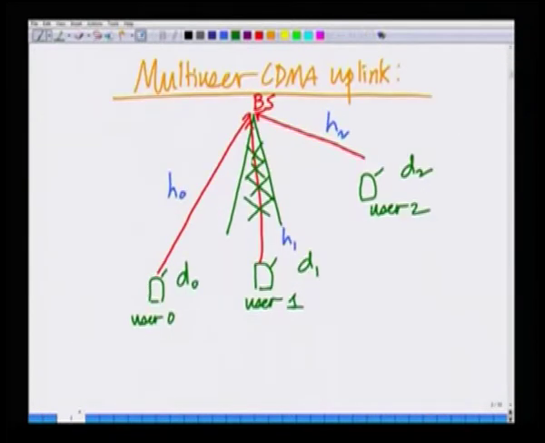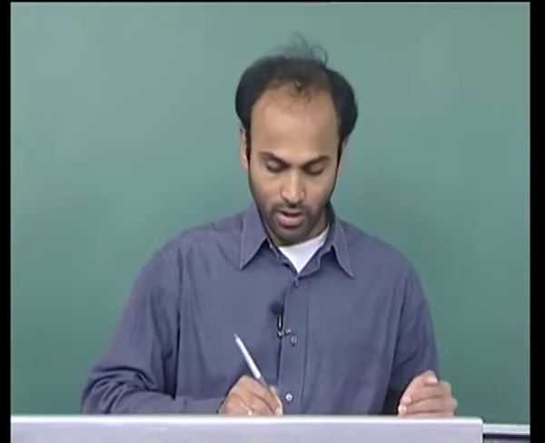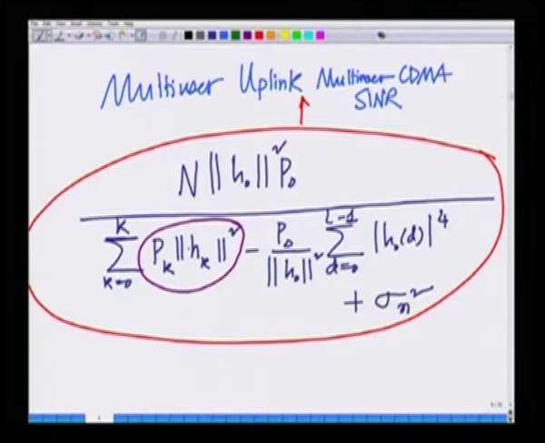We also looked at the CDMA uplink situation, which is shown here. However, uplink is slightly different from the downlink, because in the uplink the signals corresponding to different users traverse different channels and add up at the base station. Hence, this situation is slightly different from the downlink. However, the expression for the downlink can be suitably modified now. Instead of having some power into norm H0 square, each power is affected by norm HK square, where HK is the channel corresponding to user K. That is the only change. Except that, the expression is more or less the same.